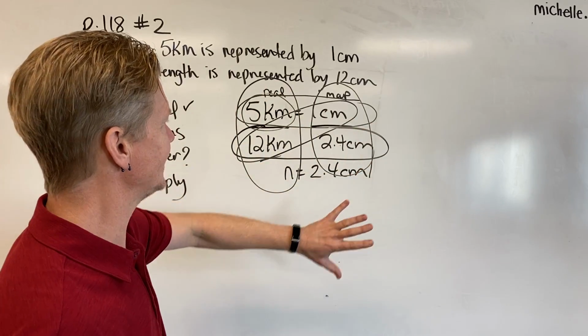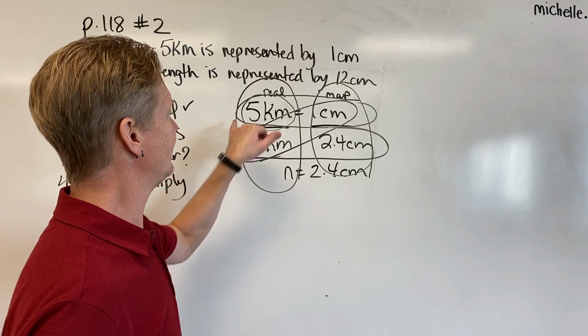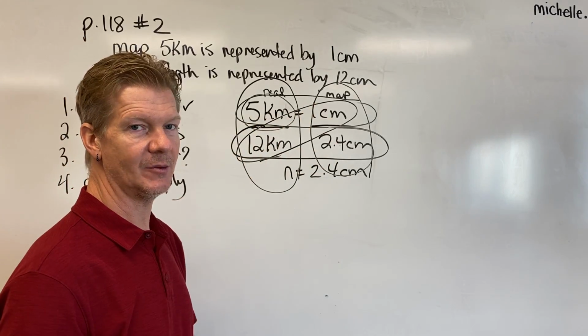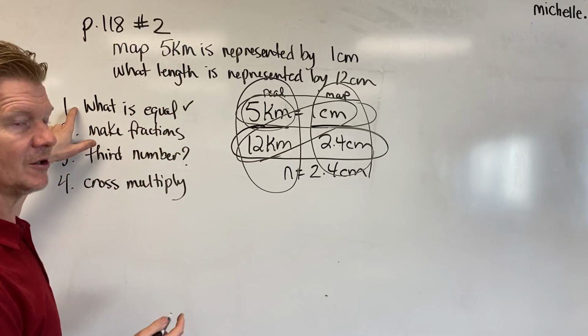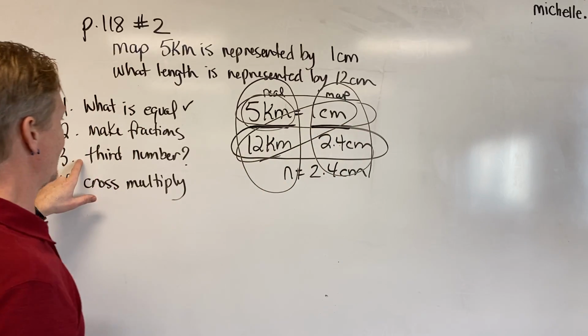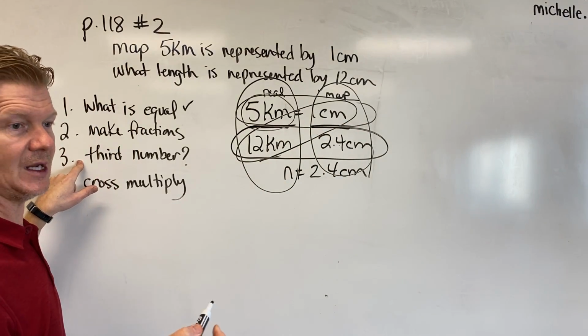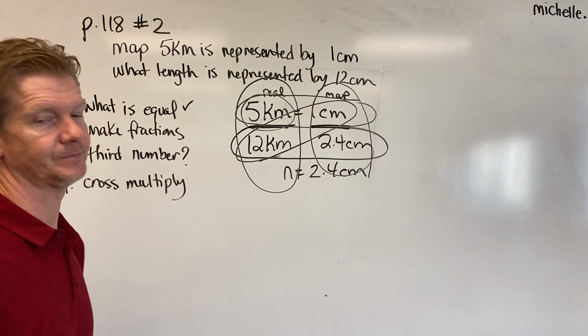Now I made quite a mess here, but those are the 4 things that have to stay equal or related, right? And if you get them backwards, you won't get the right answer. But it's not hard to keep them straight, okay? So find out what's equal in your first sentence. Then you make fractions, right, by creating these 2 lines. Then you look for your third number, and once you have 3, when you cross multiply, that's all you need to get the 4th number, and you're solved.